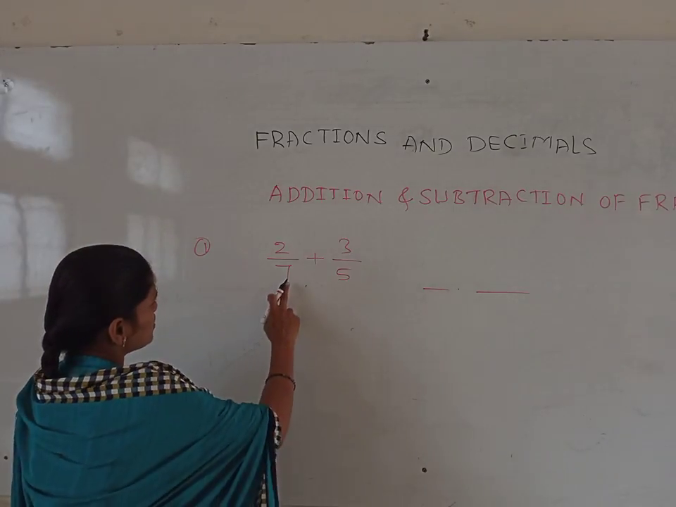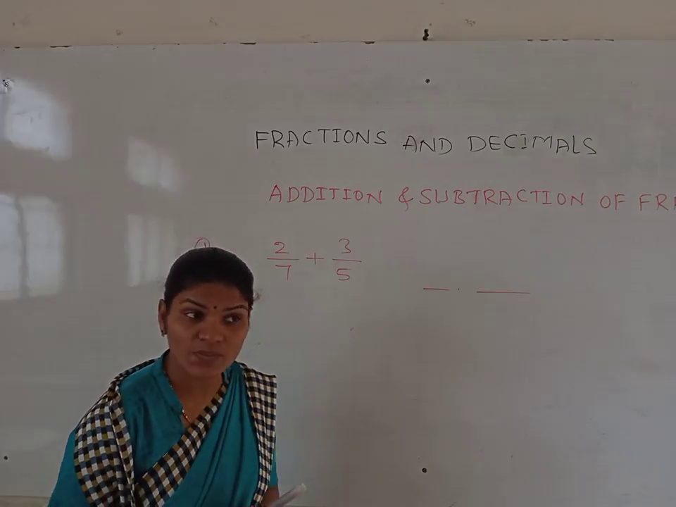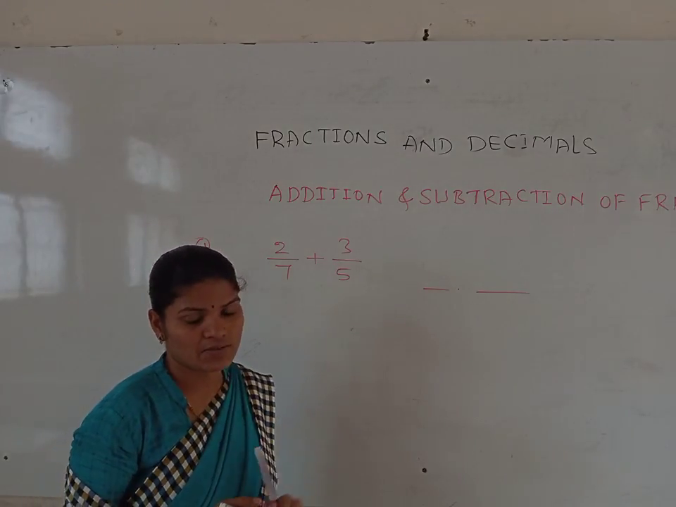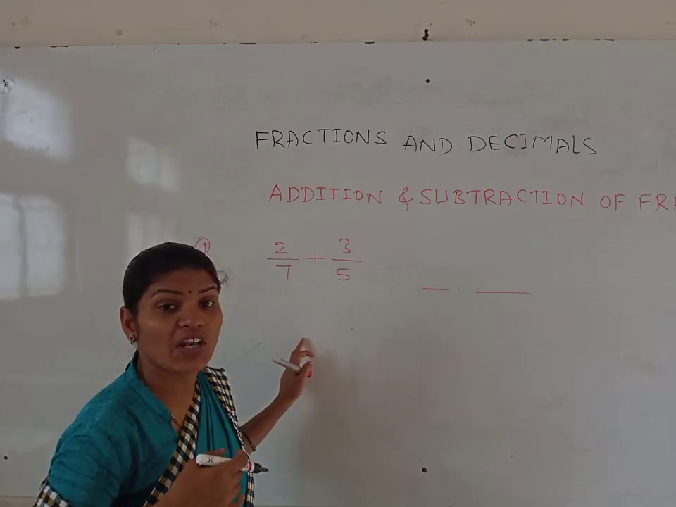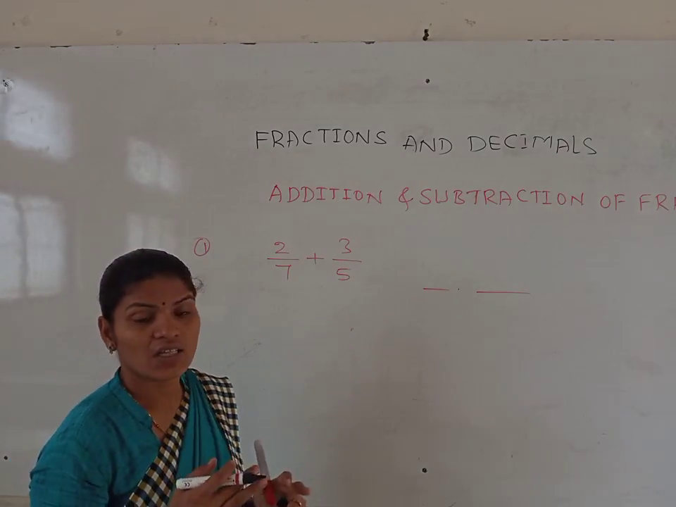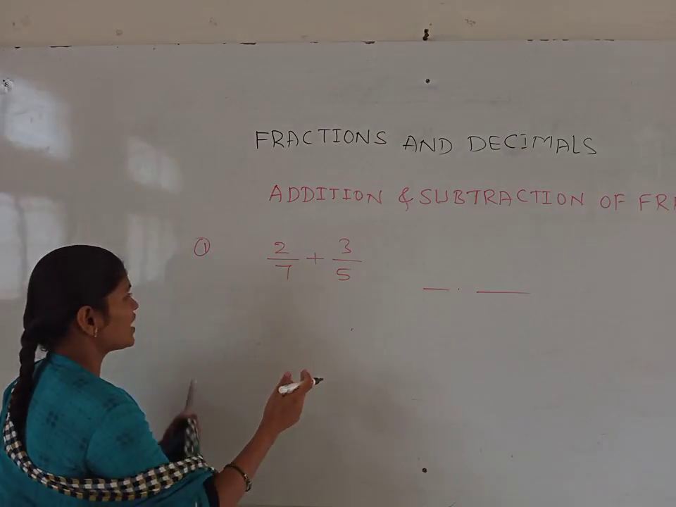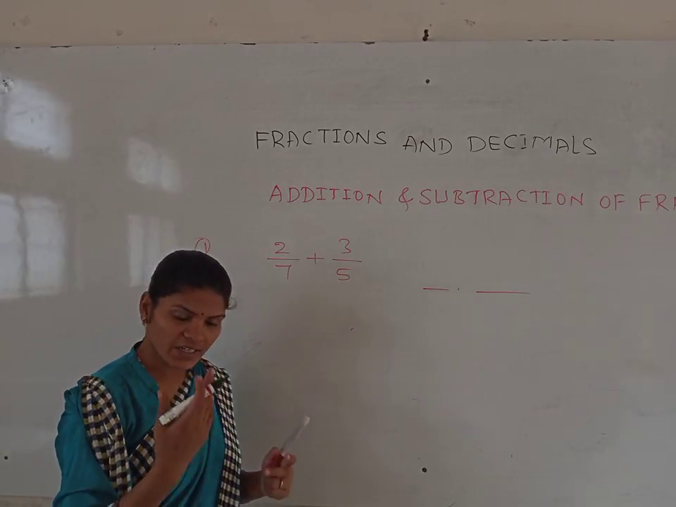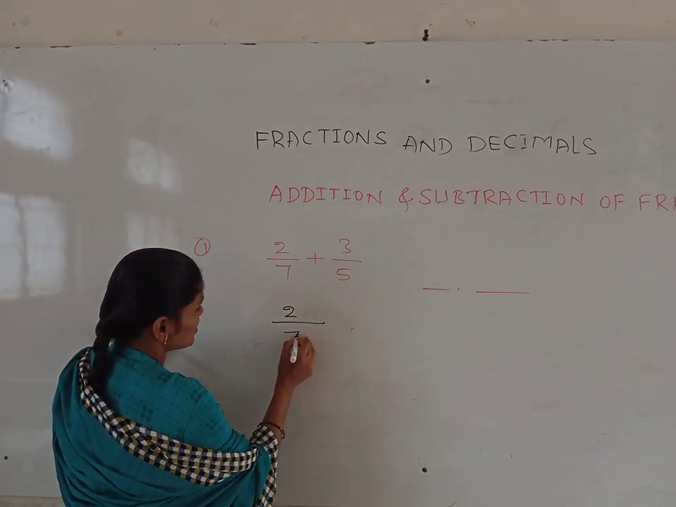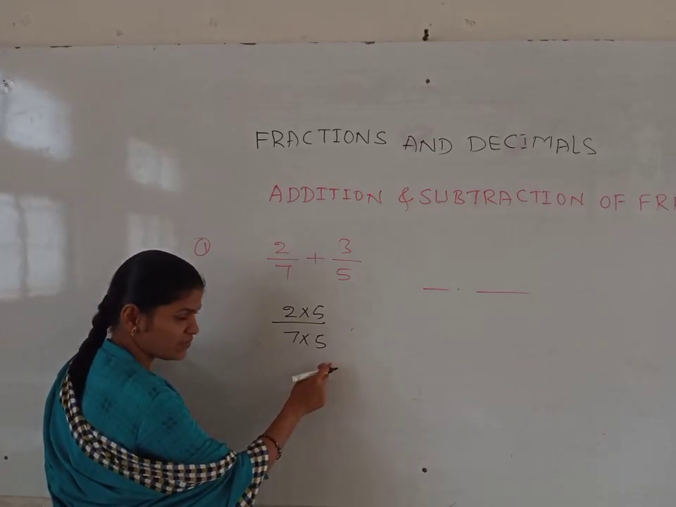7 and 5 are both prime numbers. They do not come in the same table. So we have to take their least common multiple. Least common multiple of 7 and 5 is what? You have to check which multiple is common to both. LCM of 7 and 5. Okay. Product only. 7 times 5 is 35. So 7 times what is 35? 7 times 5 is 35. This fraction you have to multiply and divide by 5.